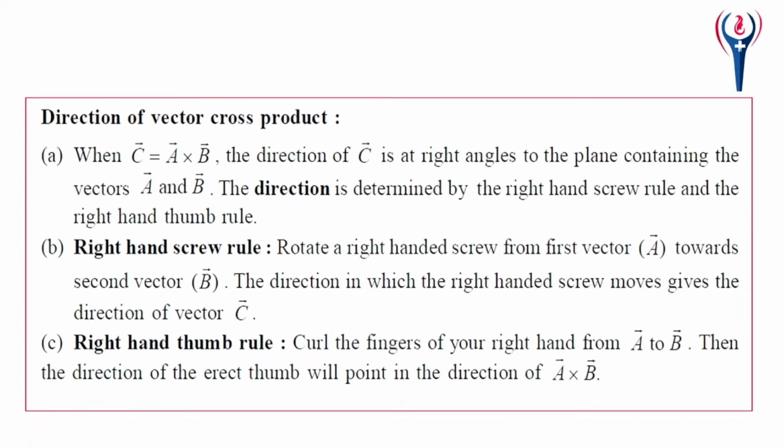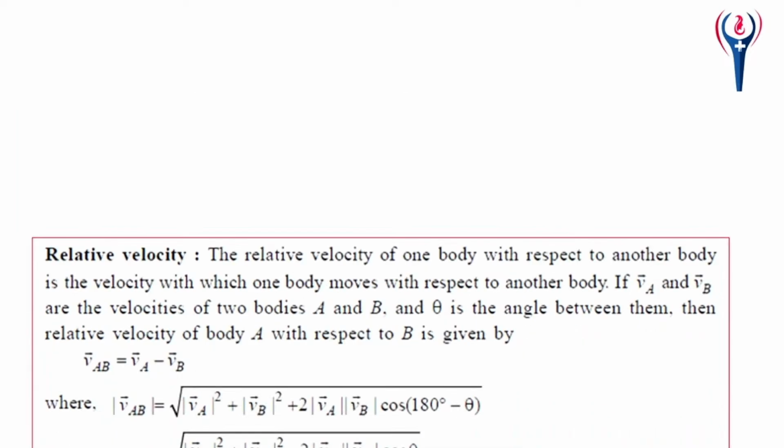Direction of vector product. Suppose C equal to A cross B, then C will be perpendicular to A and B. The direction of C can be found by two rules: one is the right hand screw rule, another one is the right hand thumb rule. Both represent that A and B are in one plane and C must be perpendicular to A and B. Both rules will be explained.